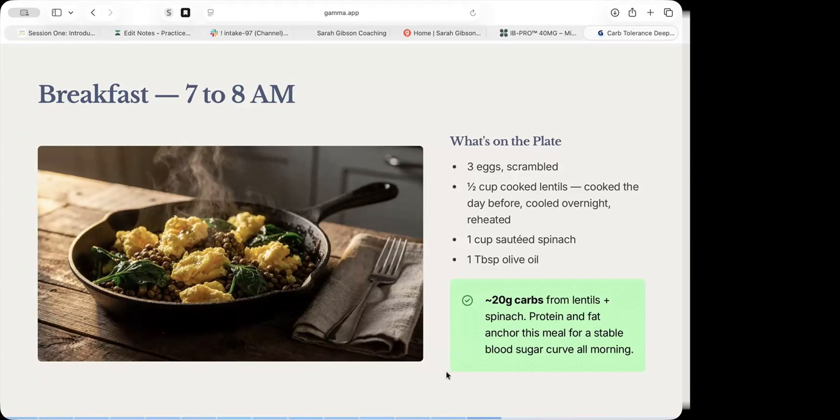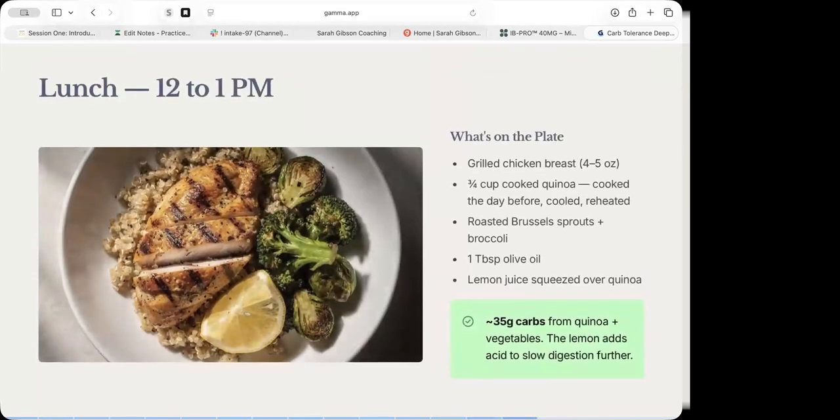We're still getting some good carbs to start your day with, but they're from lentils and spinach, and we've got a good amount of protein and fat and choline in here, which is a really great way to keep blood sugar nice and stable all morning. If you notice here, we've got some quinoa.